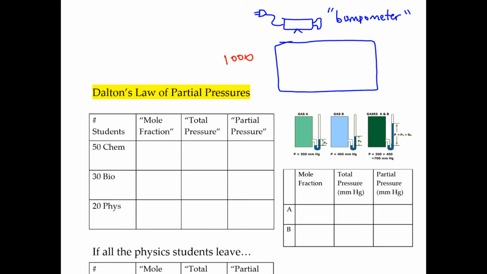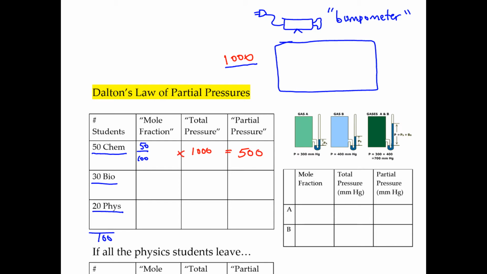1,000 bumps. Now, as I said, there are 50 chemistry students, 30 biology students, and 20 physics students in the cafeteria. The question is, how many of these bumps are chemistry bumps? And you could figure out that it's half, because there are 100 students total in the cafeteria. So we are 50 out of 100. So 50 out of 100 times 1,000 equals 500 bumps.